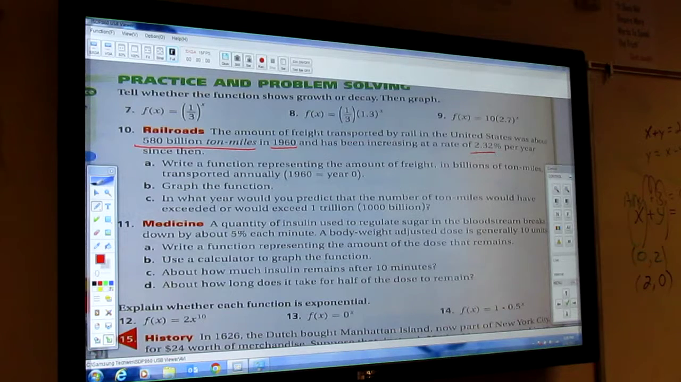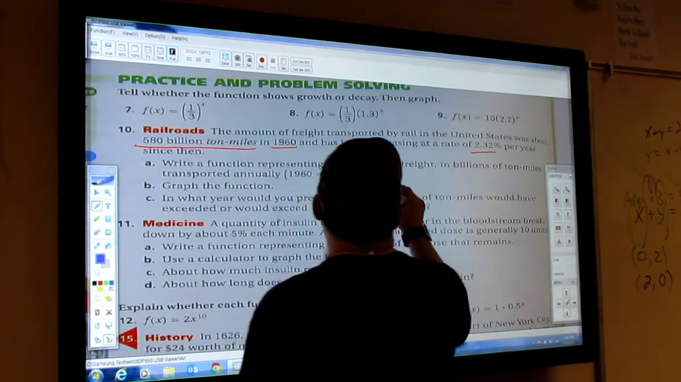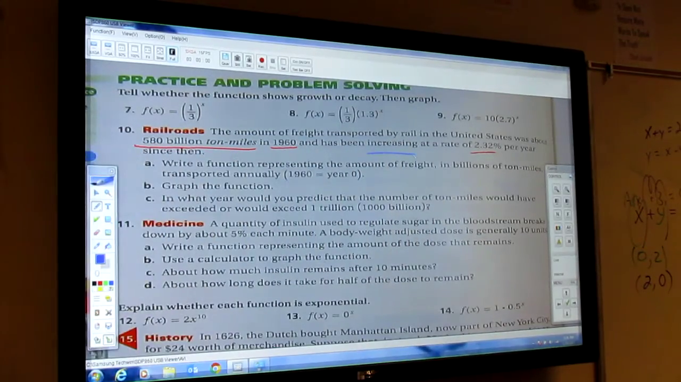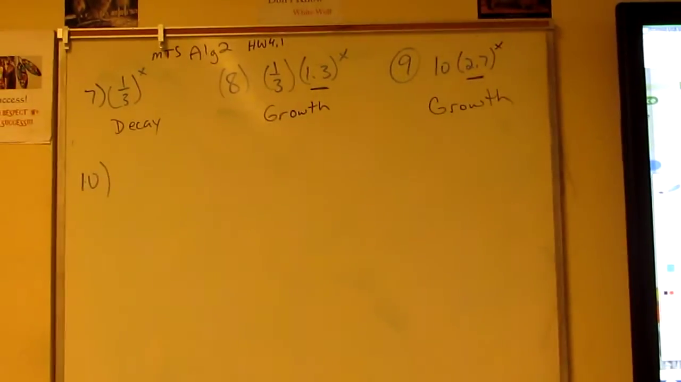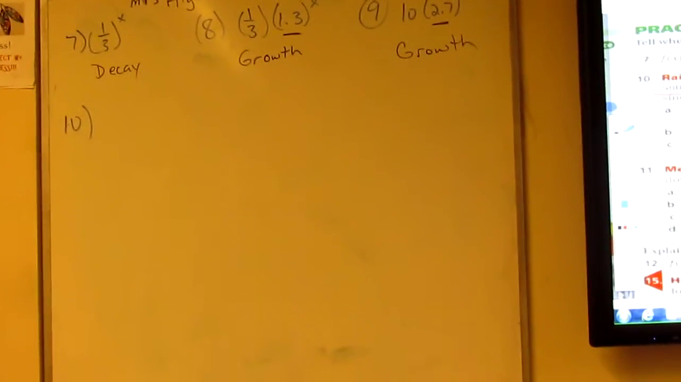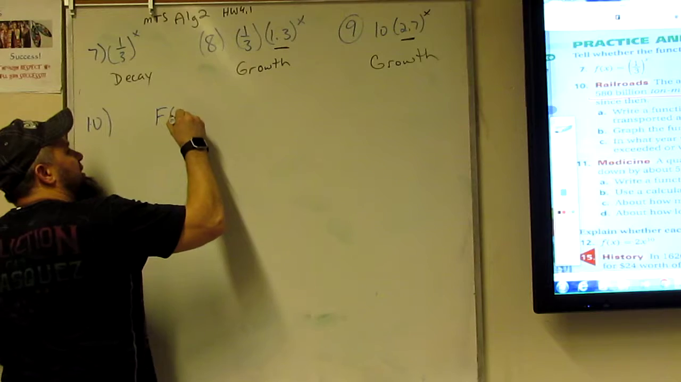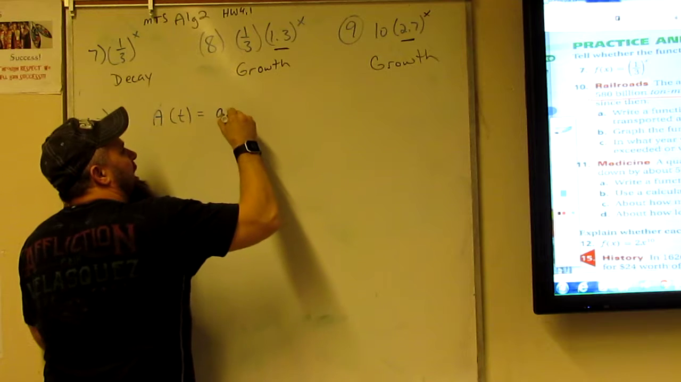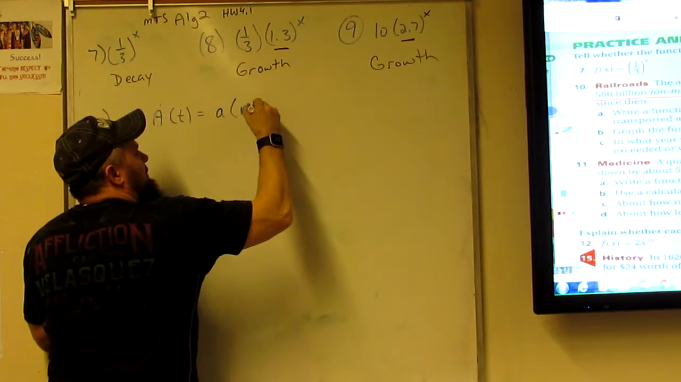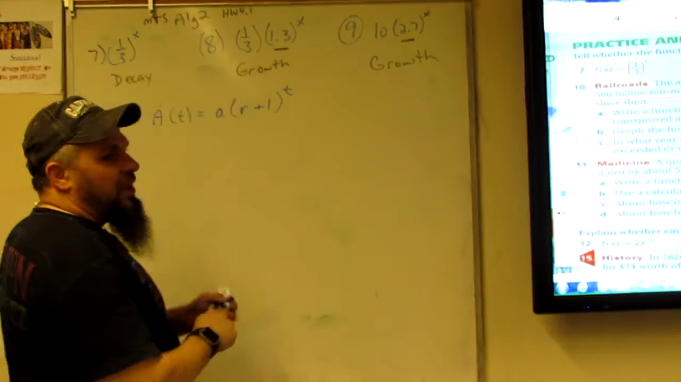Now the function, since it's growth, right? It's increasing. So that's something we want to make sure of. So we know it's increasing. If it's increasing, we're talking about growth. So when we're talking about growth, we are talking about f of t, or actually A of t, is equal to A times (r plus 1) to the t. Okay, and we're using the growth model.